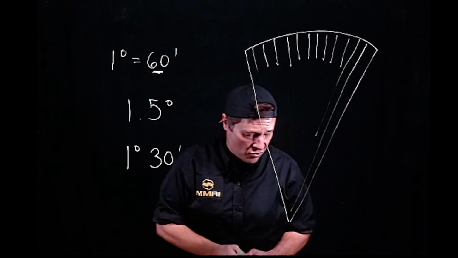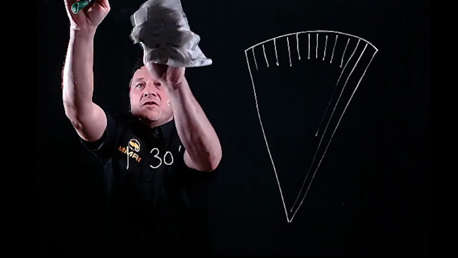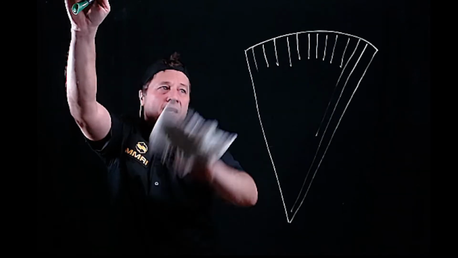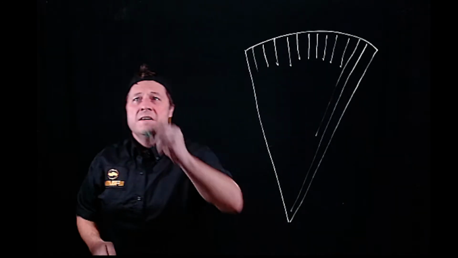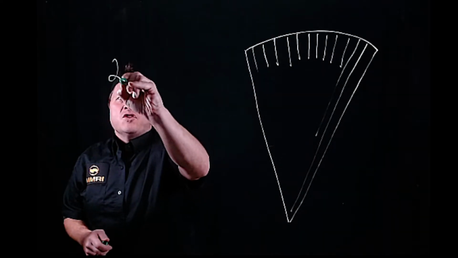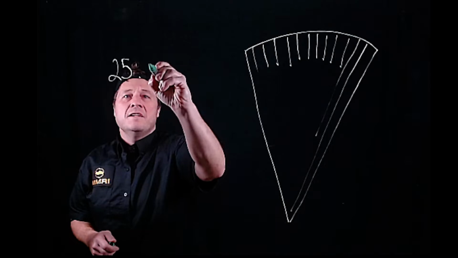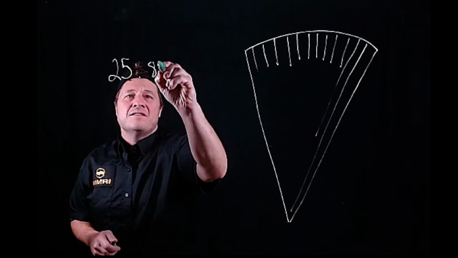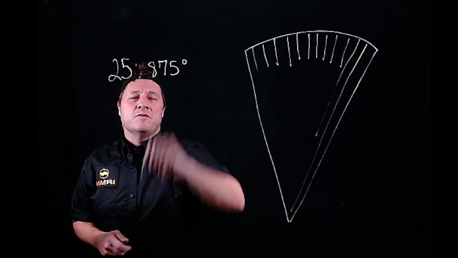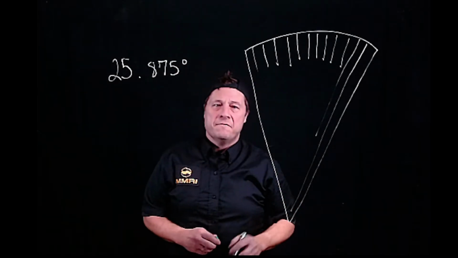All right, so let's just try another one of a different value just to make sure that we get this, right? So let's say we have an angle of 25.875 degrees. Okay, so 25.875 degrees.